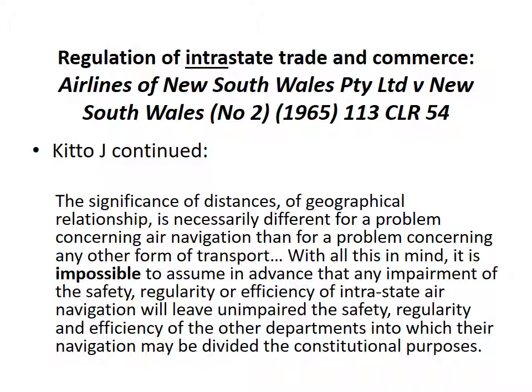With all this in mind, it is impossible to assume in advance that any impairment of the safety, regularity, or efficiency of intrastate air navigation will leave unimpaired the safety, regularity, and efficiency of the other departments into which air navigation may be divided for constitutional purposes. When this statement is taken into account, it appears that Justice Kitto was not necessarily rejecting the principle that the Commonwealth may only regulate intrastate trade and commerce when it is otherwise impossible to regulate interstate trade and commerce.